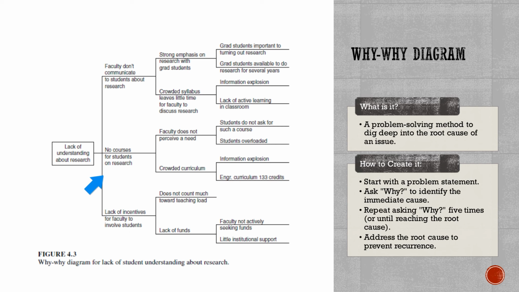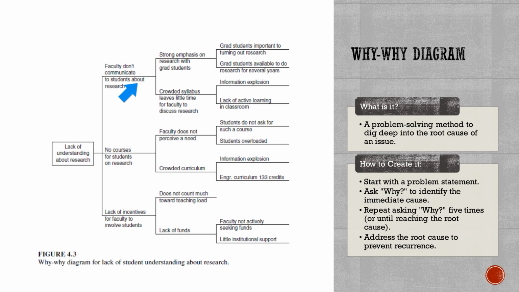Okay, so these are the potential causes, and for each potential cause later we will ask why. Let's say, why do faculty not communicate to students about research? So you can answer that. Maybe the potential answers are strong emphasis of research with grad students, and crowded syllabus leaves little time for faculty to discuss research. So these are the potential problems that lead to faculty not communicating to students about research.